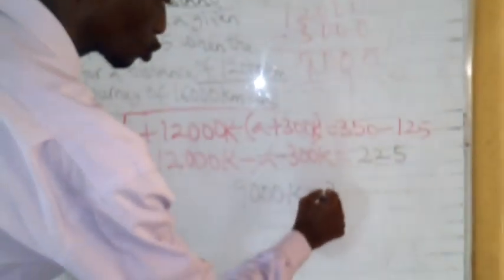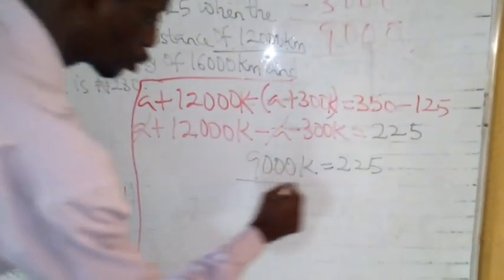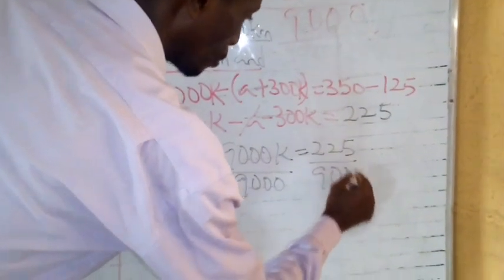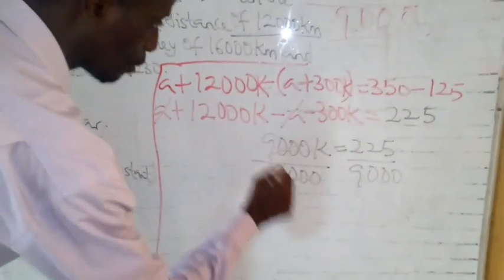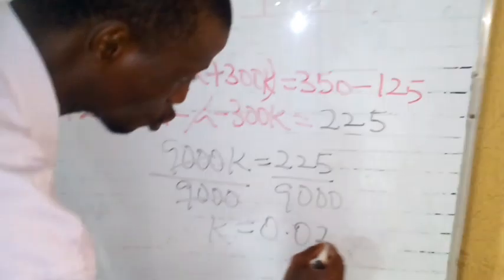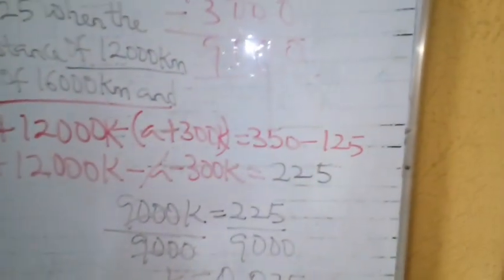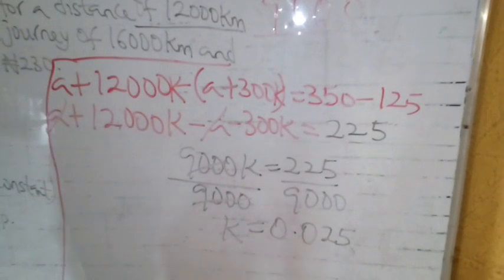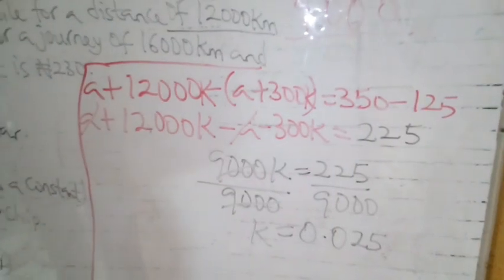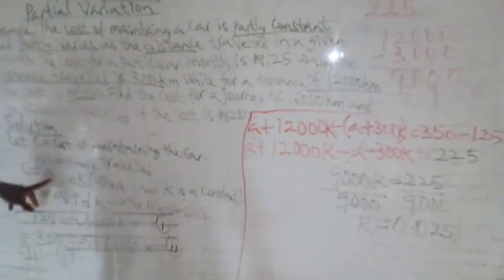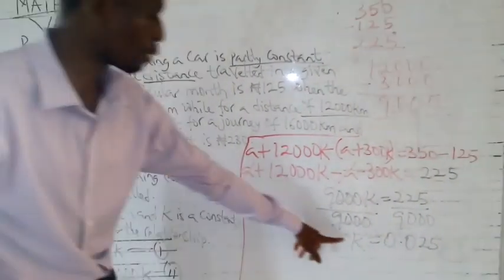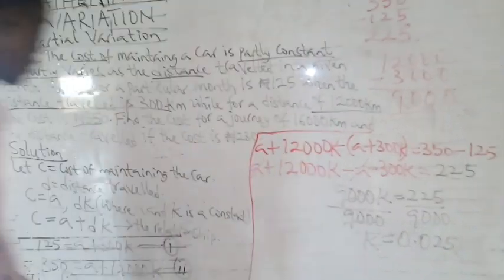9,000K equals 225. Now let's divide through by 9,000. Let's divide through by 1,000, 9,000. Then our K is going to be 0.025. When you divide 225 by 9,000, we are going to get 0.025. Now if you look at it, it was two constants that were introduced when we started this, A and K. We have been able to get our constant K. Now how are we going to get our constant A?